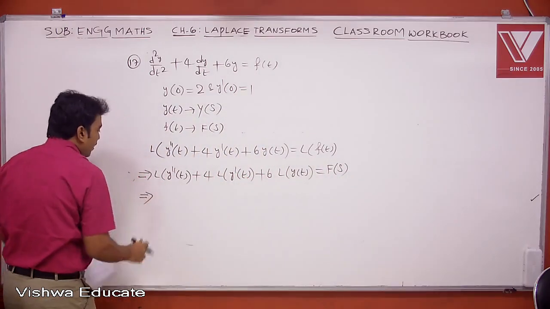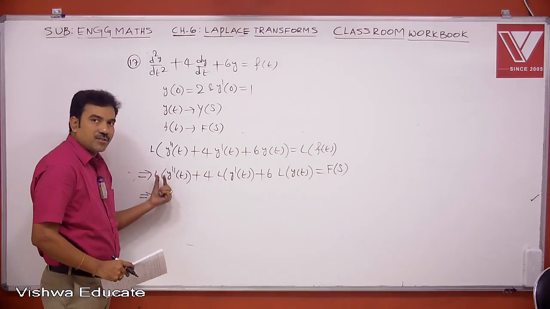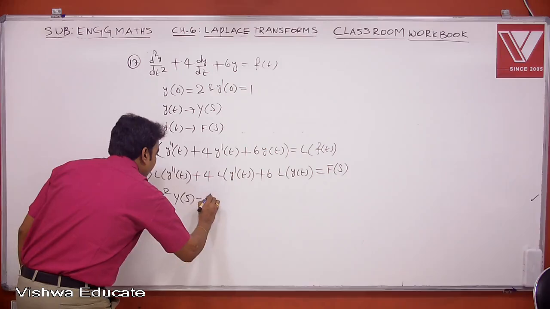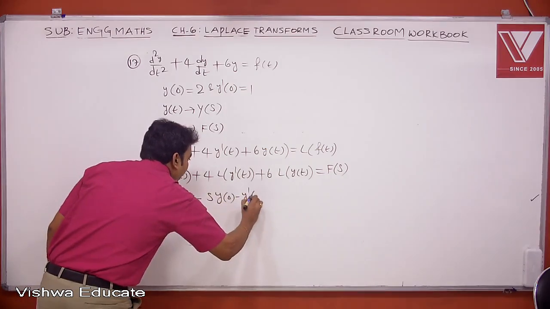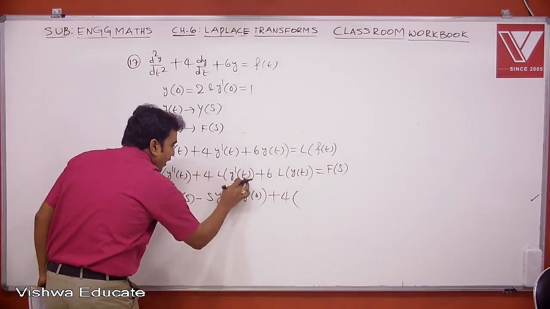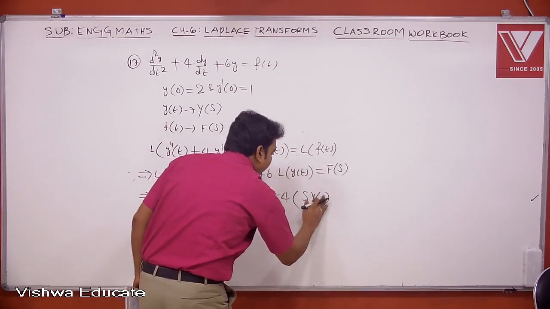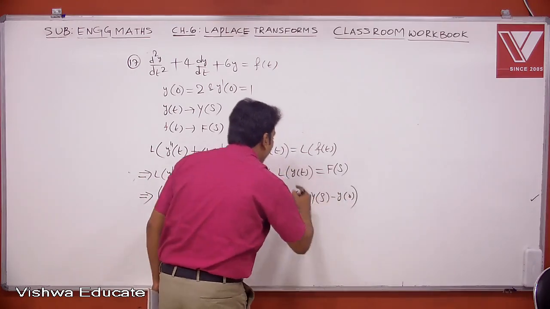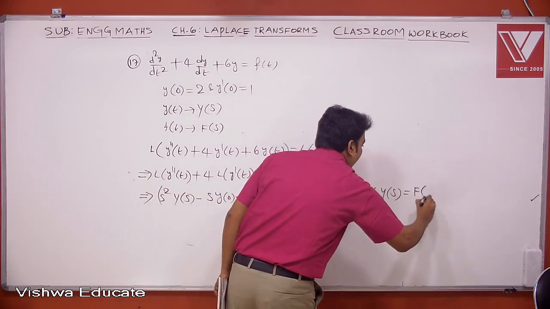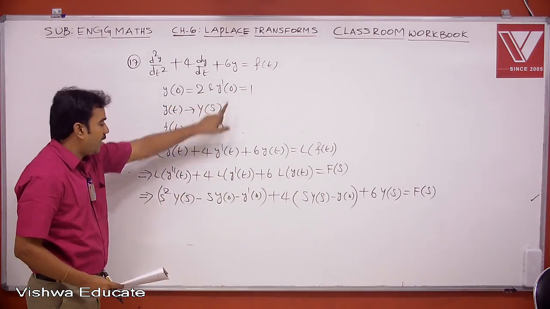Now this is Laplace of second derivative, Laplace of first derivative. We have a formula to find the Laplace of nth derivative. So here the formula is s square into capital Y of s minus s into y of 0 minus y dash 0 plus 4 times, to get the Laplace of y dash of t, n value is 1, so this is s into Y of s minus y of 0, plus 6 times Laplace of small y of t is Y of s, equal to capital F of s. Now substitute these two boundary conditions. Y of 0 is 2 and y dash of 0 is 1.